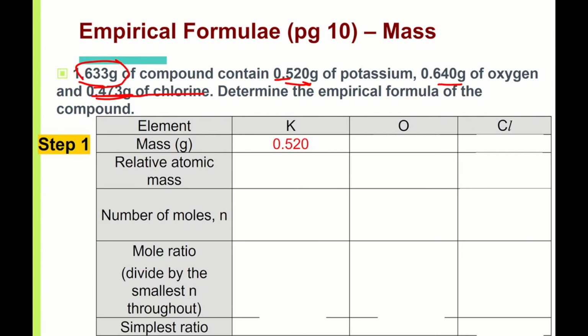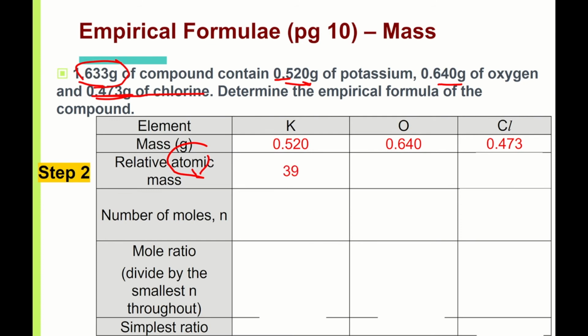Step 1, draw the table. Fill in. So potassium is 0.520, oxygen is 0.640, chlorine is 0.473. And we are looking at one atom. Take note. I want you all to put a star here. Put many stars here, highlight, circle this word. Take note, it's always one atom.